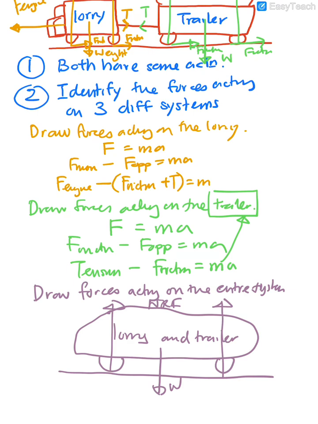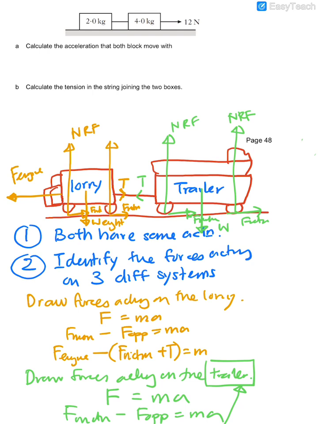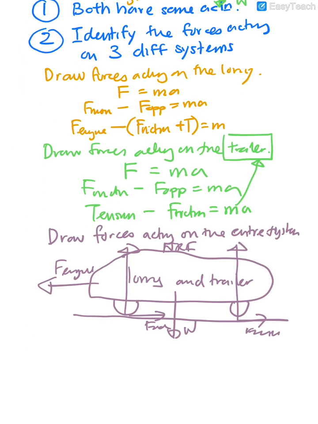Weight, normal reaction force. Okay, is there an engine force? Yes, the engine force is still there. Is there friction? Yes, still here. What about tension? Good question. Now you look at these two. It equals out, right? Yes, equals out, correct. Why? This one points this way, this one points that way. They are equal, so they cancel out each other. So when you look at the whole thing, there is no tension.